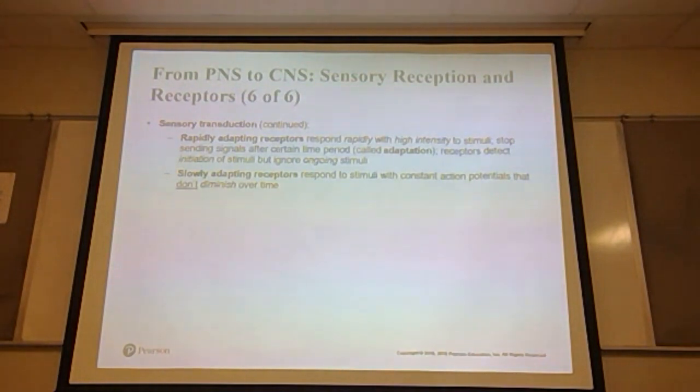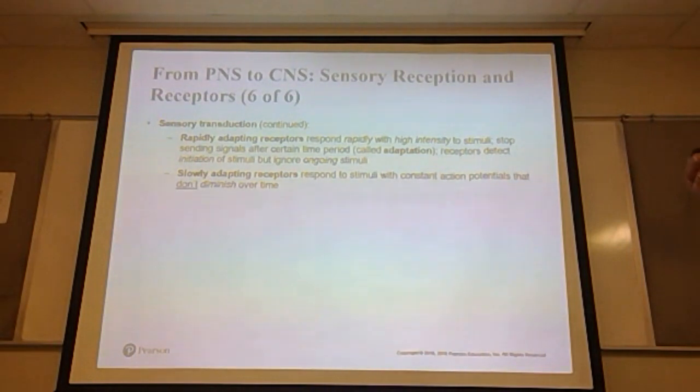Sensory transduction rapidly adapts these receptors. They respond rapidly and with high intensity to stimuli. They will stop sending signals after a certain time period called adaptation. The receptors will then detect initiation of stimuli, but ignore ongoing stimuli. That's kind of the thing where you think about a smell that you smell, and then it's very intense, but it begins to weaken over time, and then over an extended period of time, you no longer detect it.